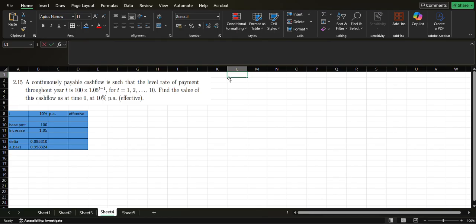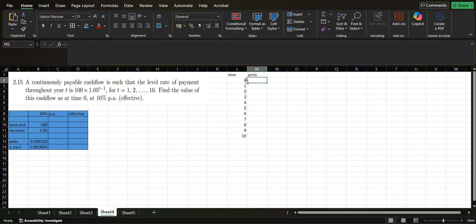Okay, so now we draw a timeline. So we have our time 0, 1, up until time 10. And then we have our payments. Now, I want us to note something here. Here I have 0 and I have 1 and I have 2. This 0 is the beginning of year 1. And this 1 represents the end of year 1 or the beginning of year 2. This 2 represents the end of year 2 or the beginning of year 3. This 3 represents the end of year 3 or the beginning of year 4.